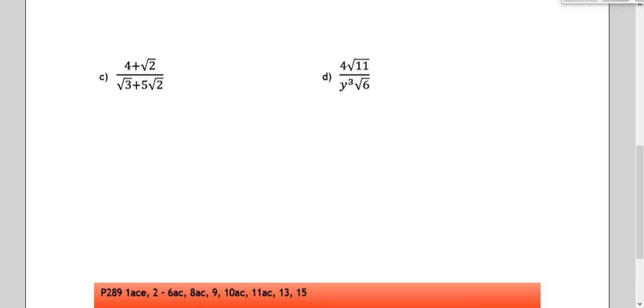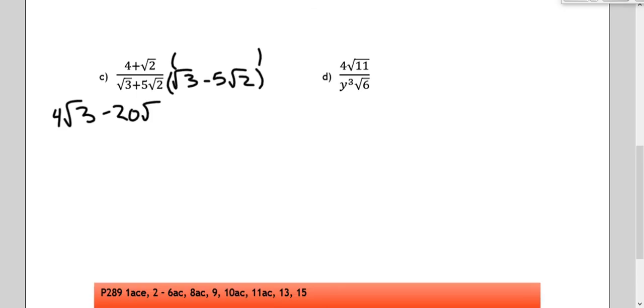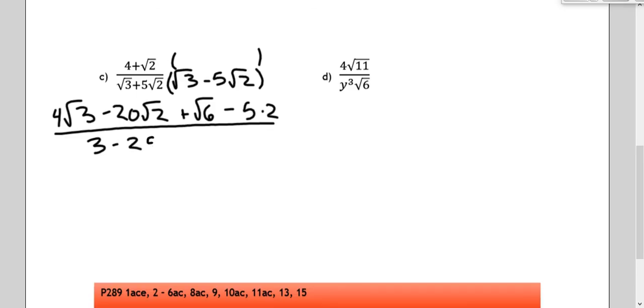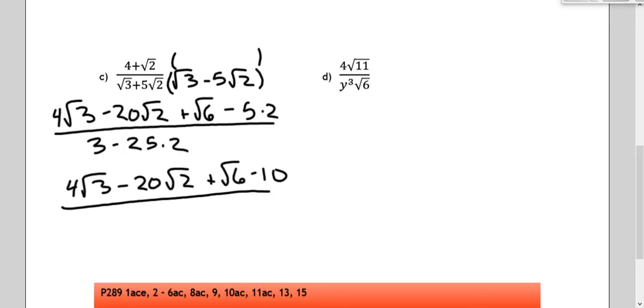Next one. Root 3 minus 5 root 2. Empty brackets to signify the same thing's happening. So this gets us 4 root 3 minus 20 root 2 plus root 6 minus 5 multiplied by 2 all over 3 minus 25 times 2 to leave us with 4 root 3 minus 20 root 2 plus the root of 6 minus 10 all over negative 47.